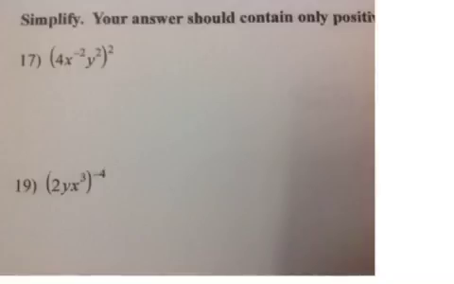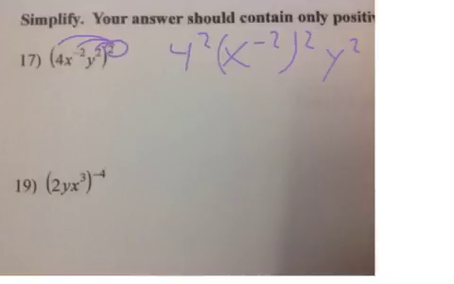Problem 17 and 19. Hopefully you know that with the power of 2, I'm going to distribute it inside the parentheses, and I'm going to get 4 squared, I'm going to get x to the negative 2 squared, and I'm going to get y squared squared. Again, follow the gold. I took the 2 and I distributed it, okay? So finishing up, 4 squared, 4 times 4, is 16. This right here is x to the negative 4. We multiply when we have power on power. And that right there is y to the 4.